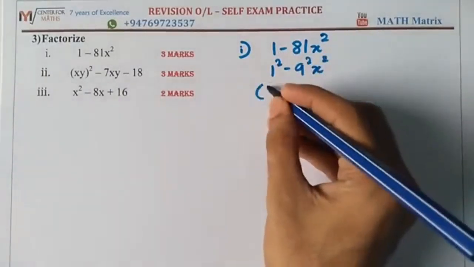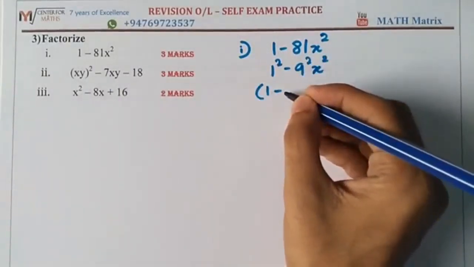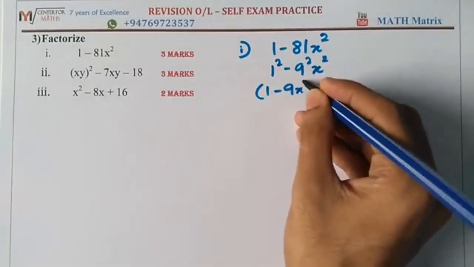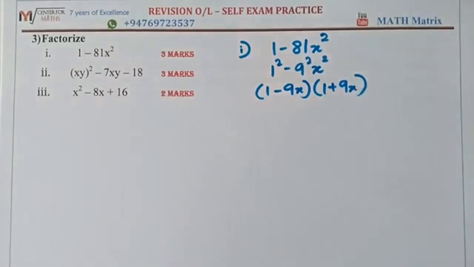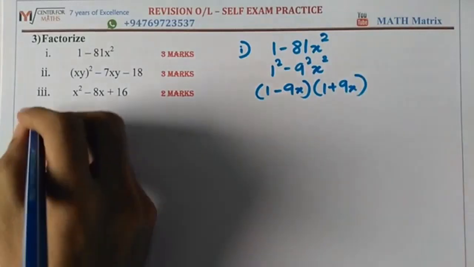Now you all can simplify this. This one also comes under the difference of two squares. So one should be in minus and the other one should be in plus. 1 minus 9x and the other one is 1 plus 9x. So that's the answer for the first one. And now we'll move to the second one.